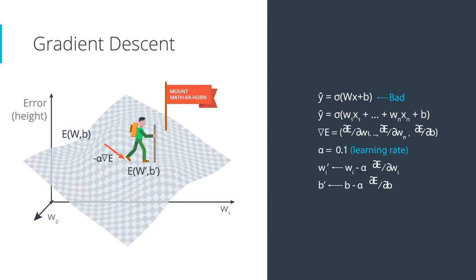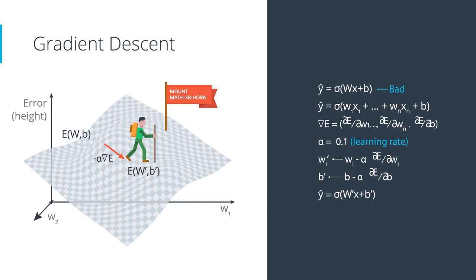Now this will take us to a prediction with a lower error function, so we can conclude that the prediction we have now with weights w prime and b prime is better than the one we had before with weights w and b. This is precisely the gradient descent step.